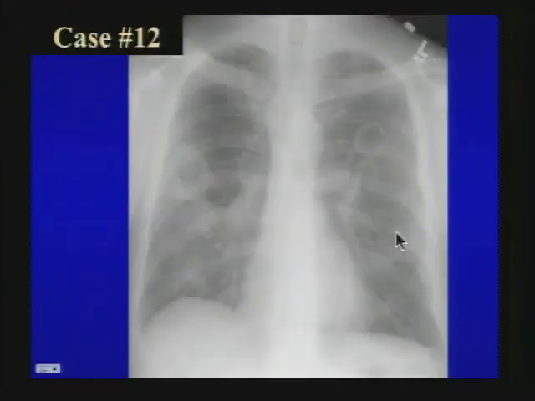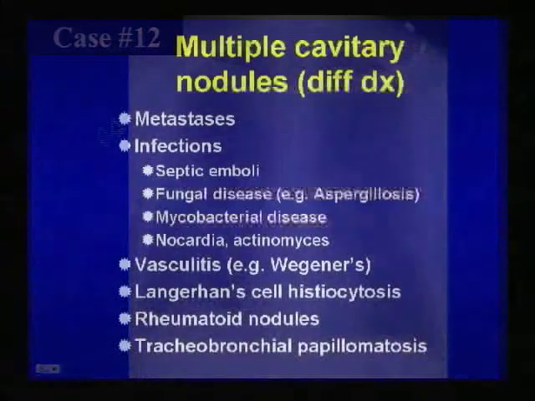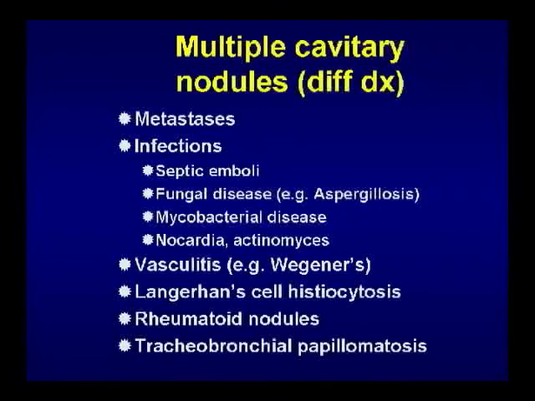Beautiful example, our beautiful classic radiology differential, multiple cavitary nodules. What's your differential going to be? Metastases, infections, particularly septic emboli, fungal disease, mycobacterial disease, and then some of the rarer things. Some other stuff, vasculitis for certain, so be sure to include that.